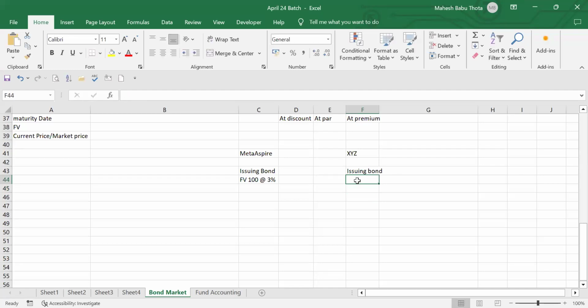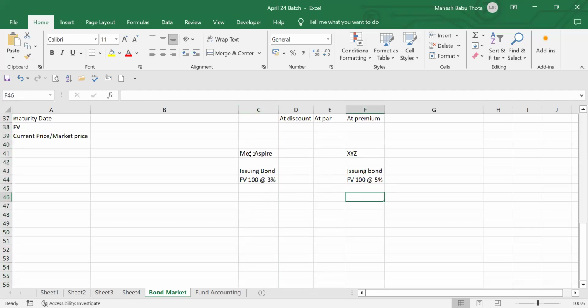Fine. So the face value is the same 100 rupees, but they are giving an interest rate of 5%. So normally, as an investor, which bond will we purchase? One company is paying 3% interest, the other company is paying 5% interest. Obviously, people will prefer to purchase the XYZ company bond, because it pays more than my company's interest rate.